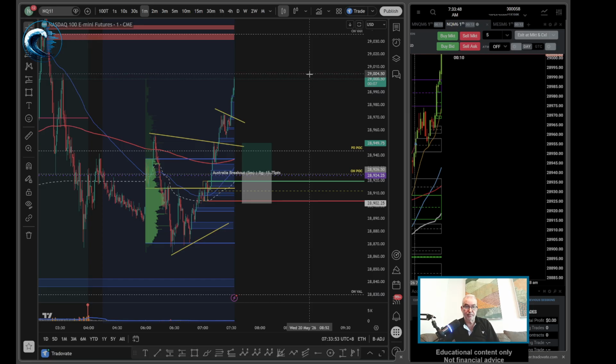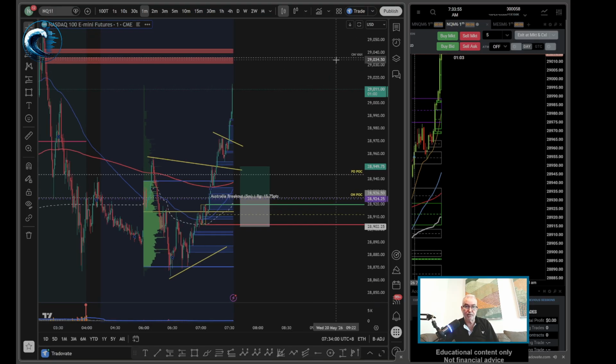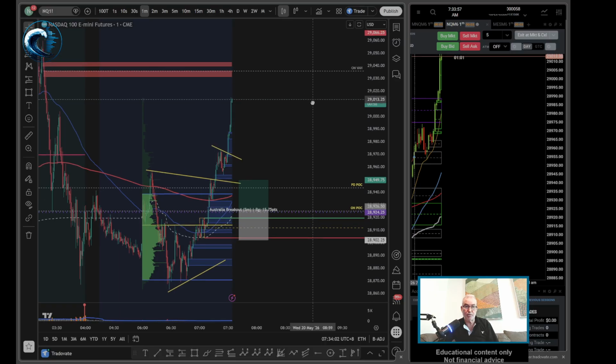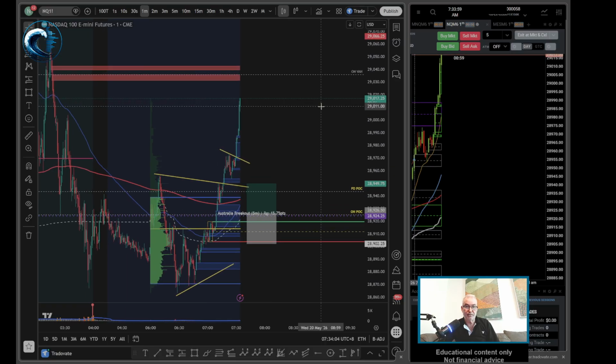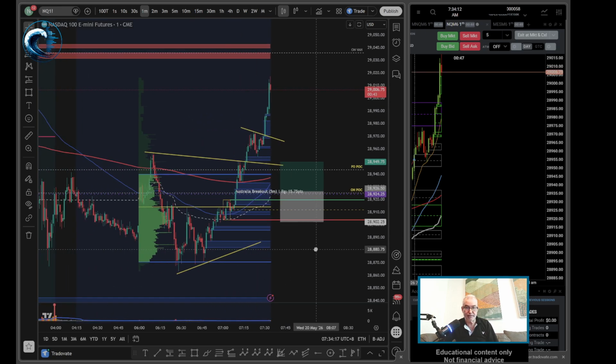What's it going to do here? Blast through or just create a double top? Blast straight through. Wow. That's a decent move. So it's not always Tokyo. That's why I don't mind this earlier stuff. There is a bit of volatility. It can go at a snail's pace.